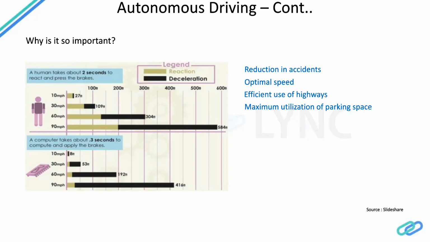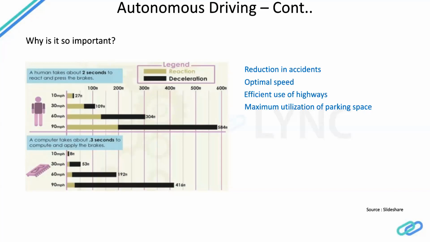Next is maximum utilization of parking space. When you are parking manually, you might have faced certain situations where in a tight parking spot it becomes very difficult and time consuming to put your vehicle in a designated spot. If it is done by a control model, which will take care of inches, even if there are only a few inches of gap, that will also be taken into consideration when you are parking your vehicle. So these are the few advantages I have written here.